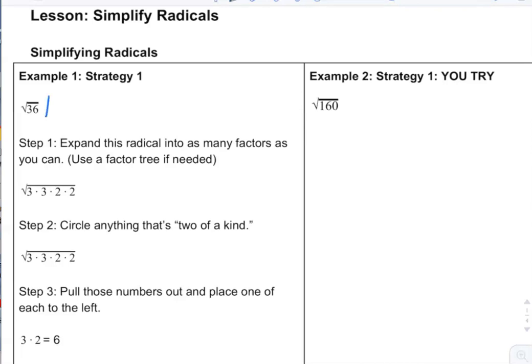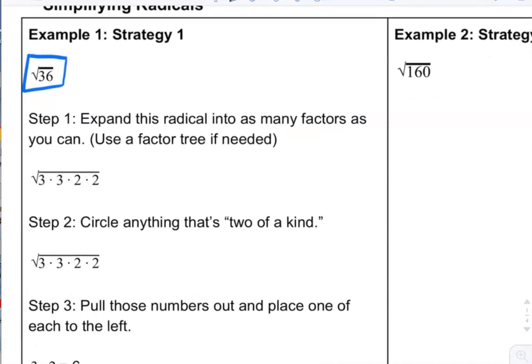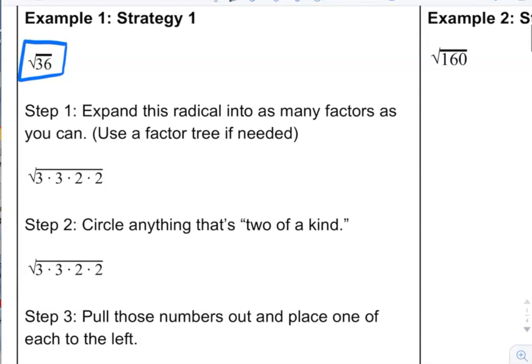Giving you guys a pretty easy square root. You already know the answer to that is going to be 6, but I'm going to show you the strategy using this pretty easy square root. All right. The first step, if you're using this strategy, is to expand this radical into as many factors as possible. You can use a factor tree.